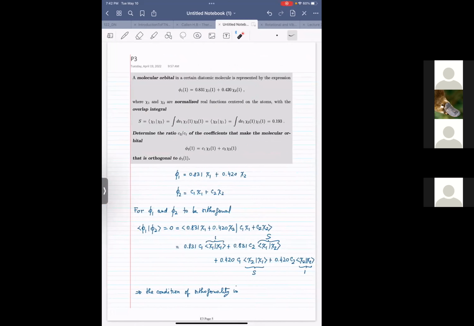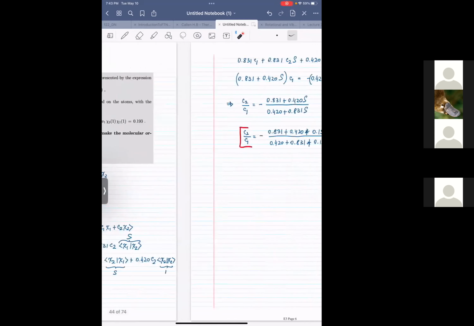But for problem 3, what we need to do is, we have a first wave function here. And these two parts of the wave function are 2 different wave functions that are centered on an atom, and they're both normalized. And they have an overlap integral of this, and this is going to be equal to 0.193. And I want you to determine the ratio of C2 over C1 that makes these coefficients orthogonal to this.